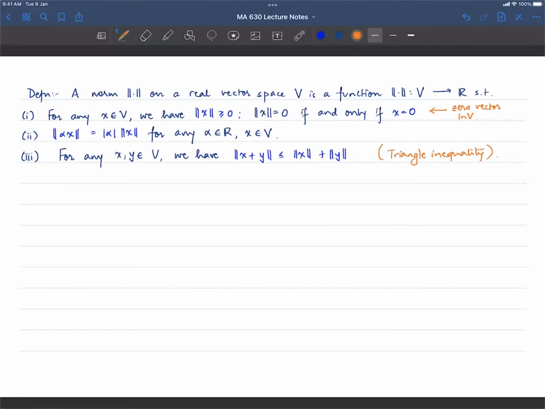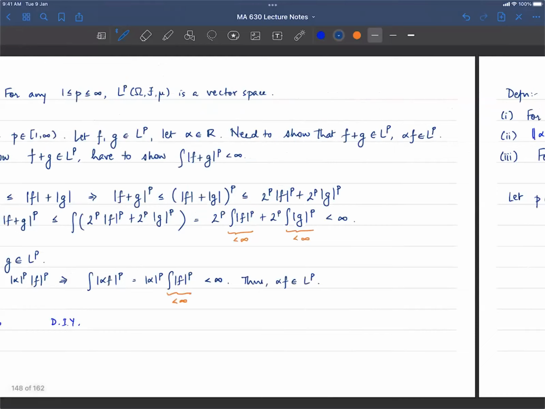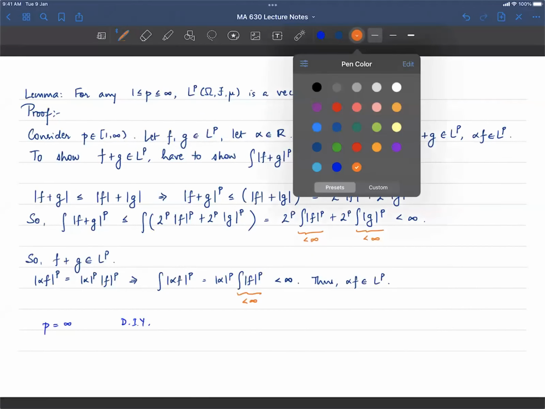Any questions so far with what a norm is? Remember, norm is the same thing as length, and these are three basic criteria that any notion of length should satisfy. So now the question I want to ask is the following. Let p be in [1, infinity). Now suppose f is in L^p. By the way, before I go any further, maybe I should just make a declaration here.